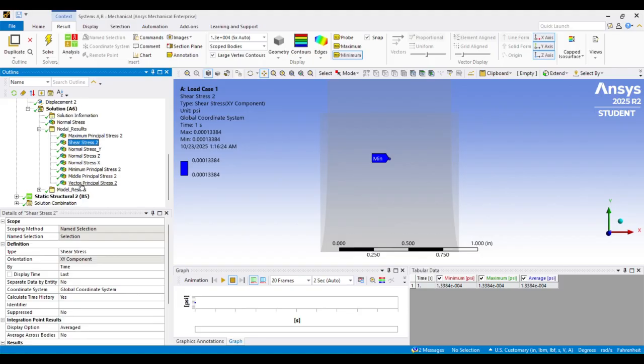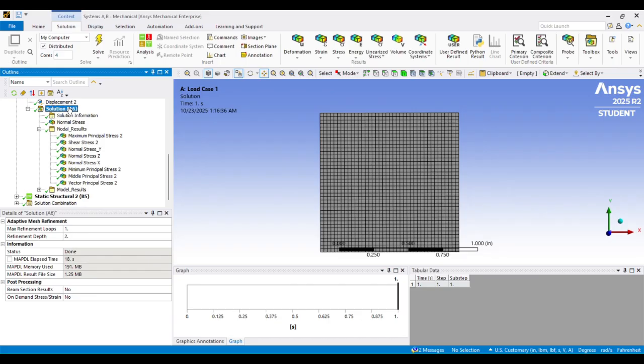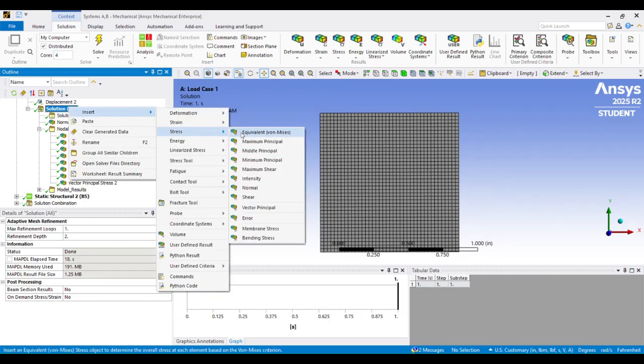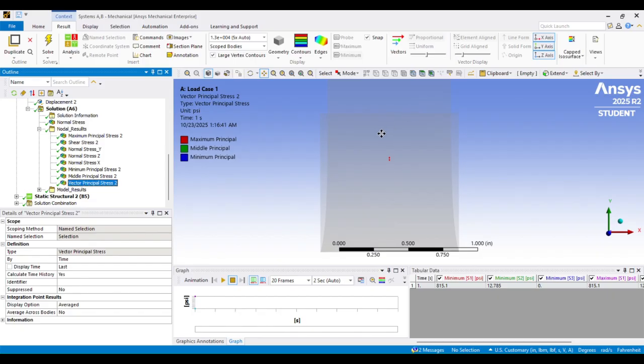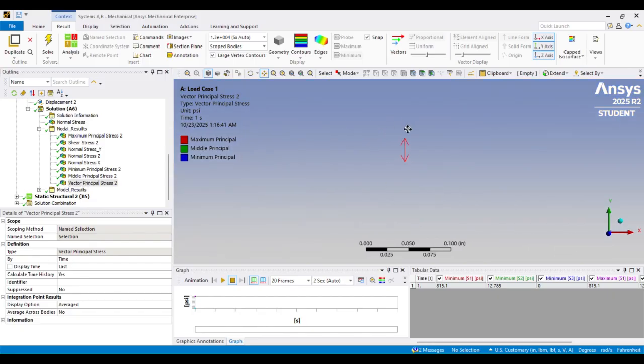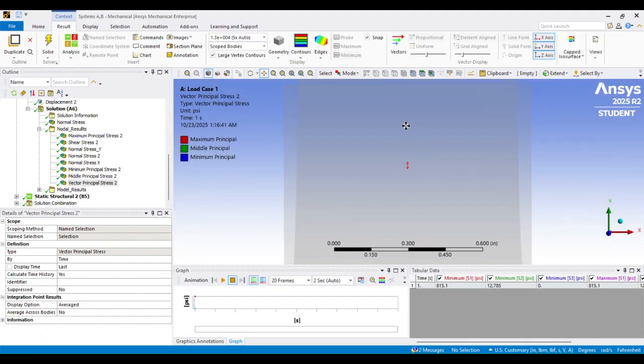You can also look in ANSYS, if you right-click on solution, you can insert stress. If you click vector principal, it will actually show you your principal stress vectors. So in this case, the principal stress is in the y direction, as defined by the vector in the y direction.